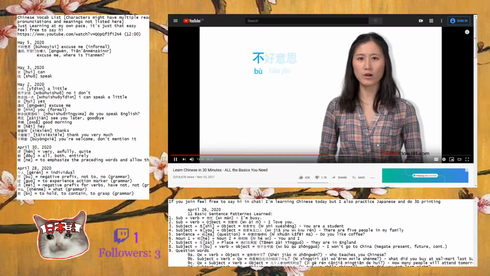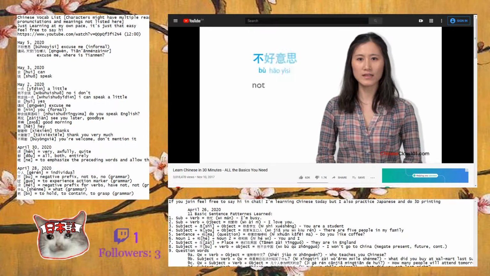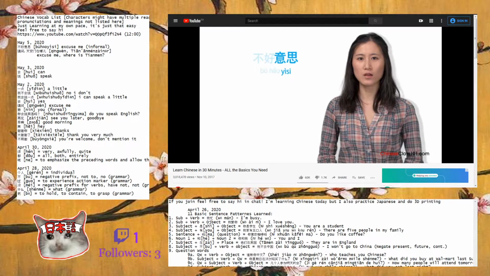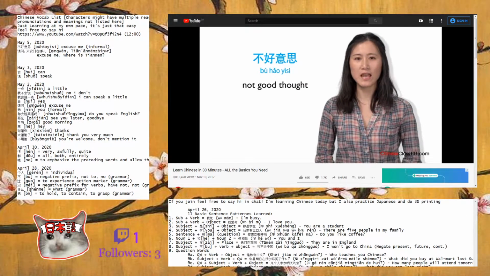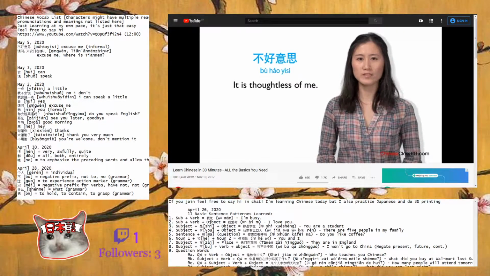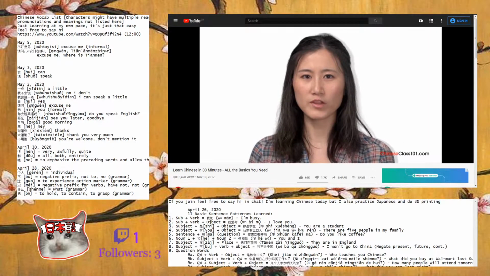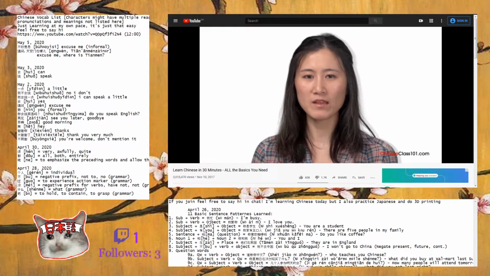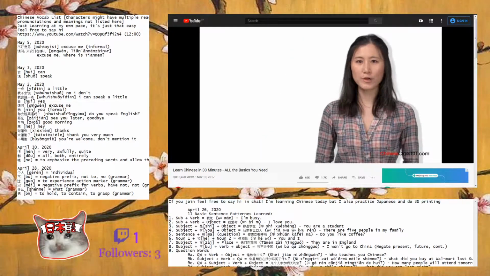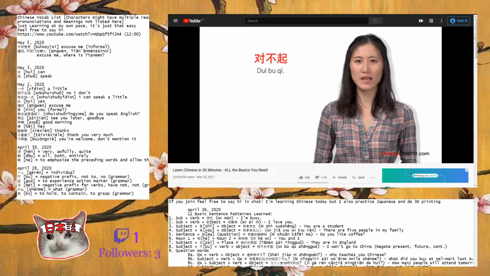不, we have seen before and means something like not. Next we have 好, which means good. Finally we have 意思, which means thought. Altogether, we get something that means not good thought, but which perhaps could be translated as it is thoughtless of me. 不好意思。When asking a question or when apologizing, all of these phrases can be used for either excuse me or I'm sorry. But if you really want to apologize for something, it might be better to use a different phrase. That phrase is 对不起。It means I'm sorry.